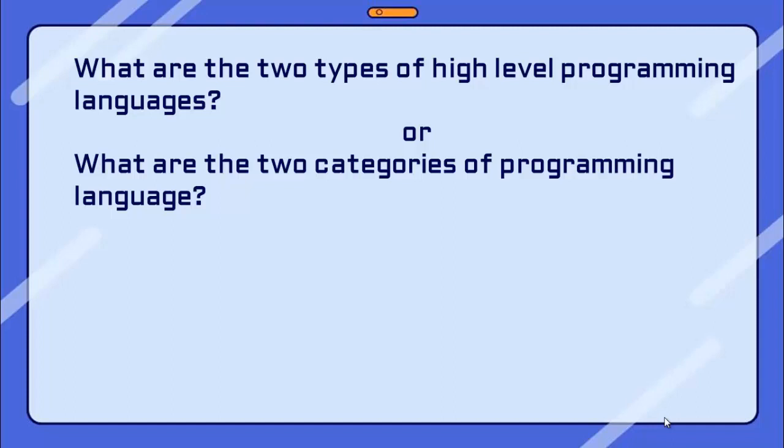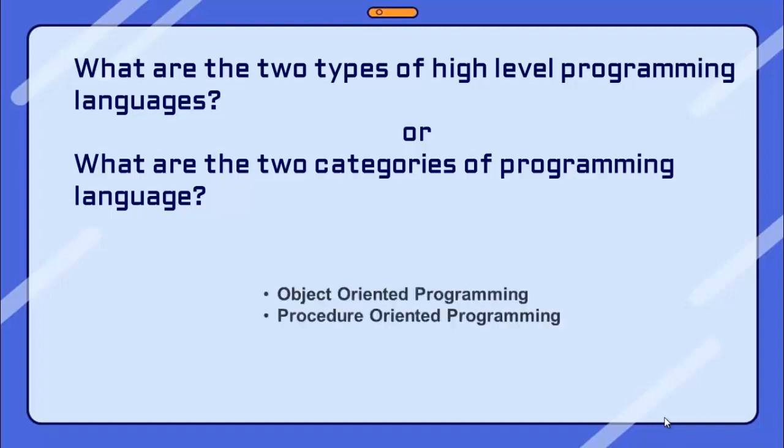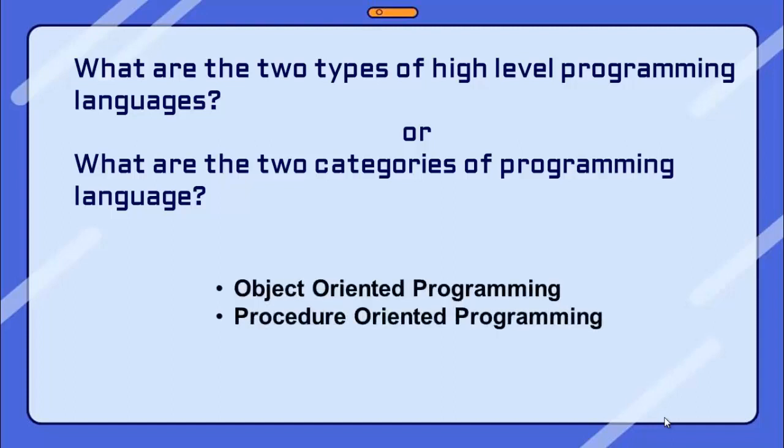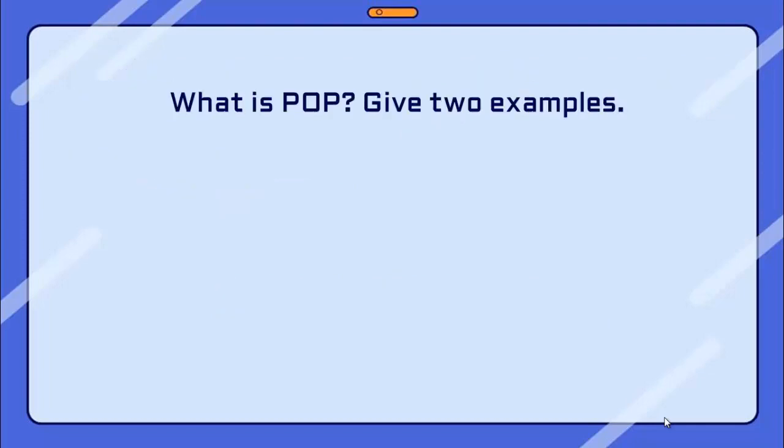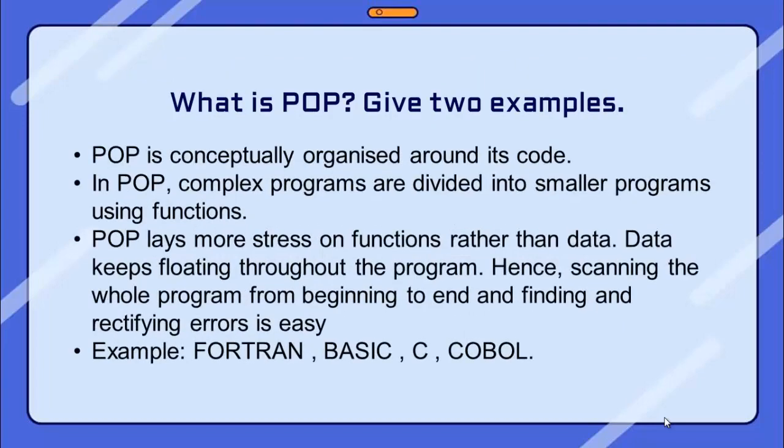And the second question: what are the two types of high level programming languages, or what are the two categories of programming languages? One is object oriented programming, another one is procedure oriented programming. What is procedure oriented programming? Give two examples. Procedure oriented programming is conceptually organized around its code.